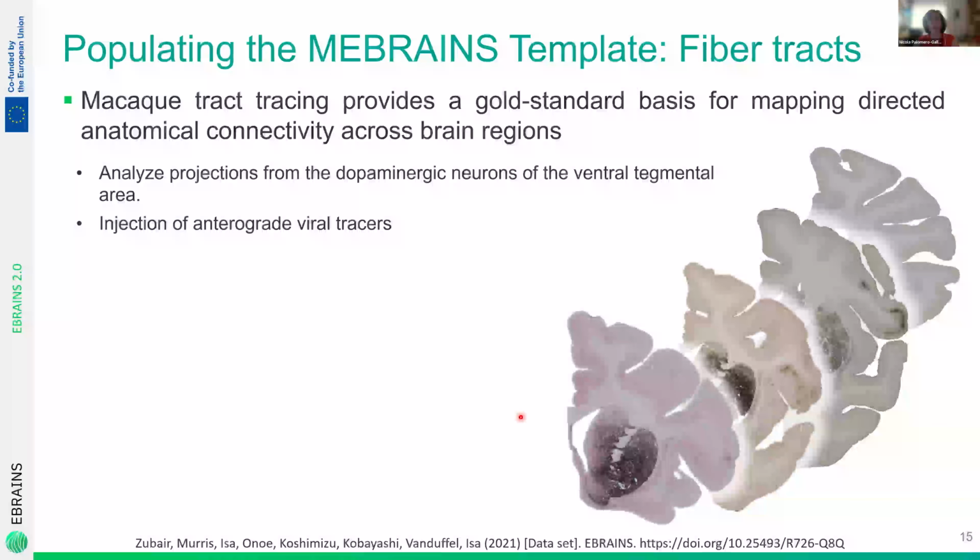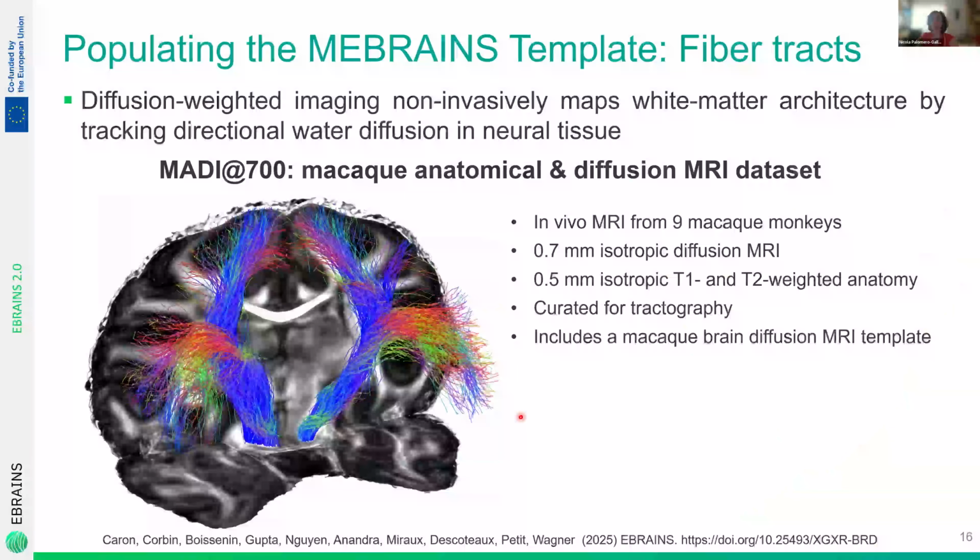Well, you'd want to be able to do whole brain analysis, for example, and you wouldn't want to have to sacrifice the animal at the end of it, right? So that's why this kind of data, which is provided by the MADI 700 data set, is so unbelievably valuable. It's because we've got data acquired in vivo, and it has already been processed so that users can do their own tractography analysis.